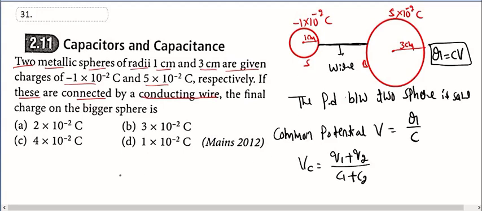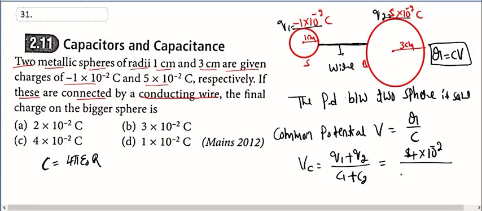So capacitance, C is equal to 4 pi epsilon naught into R. That is the capacitance in terms of radius. Now the charge: this is minus 1 into 10 to the power of minus 2, 5 into 10 to the power of minus 2, which gives 4 into 10 to the power of minus 2. So this is the Q1 charge, this is the Q2 charge, these two are added.